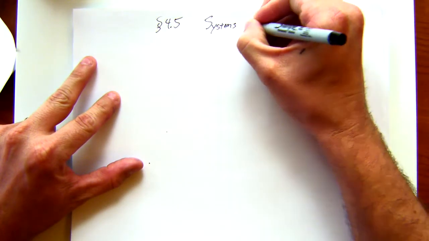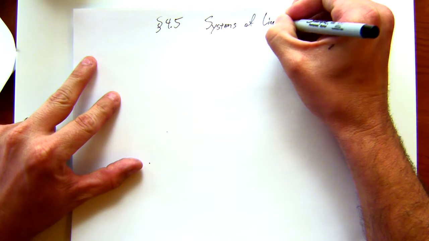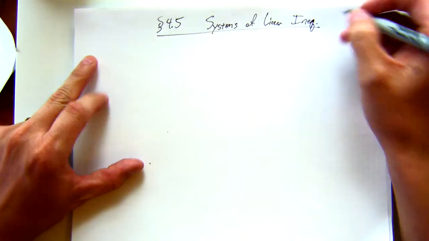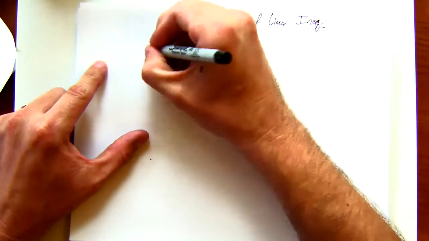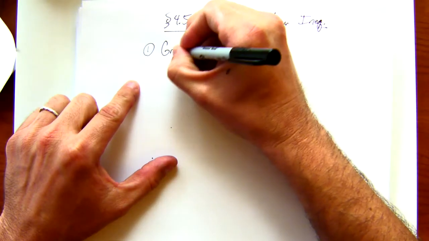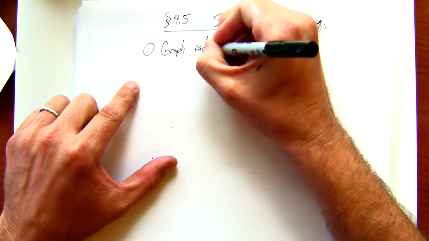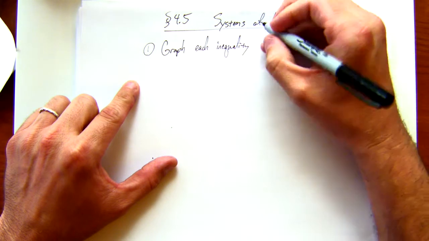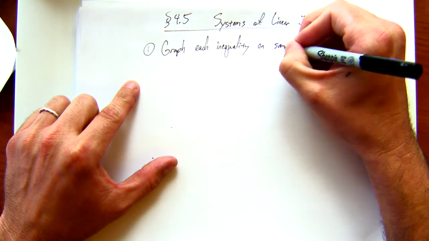Systems of linear inequalities. So again, I'll just kind of give you the process. So one, we want to graph each inequality on the same graph.